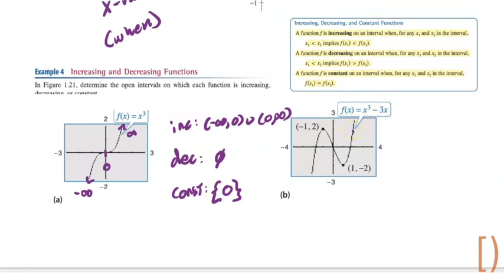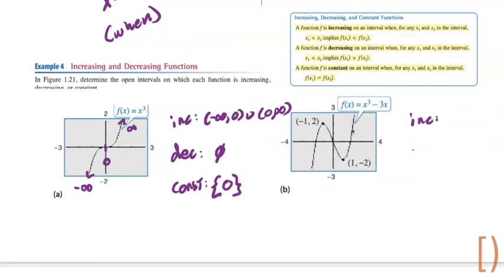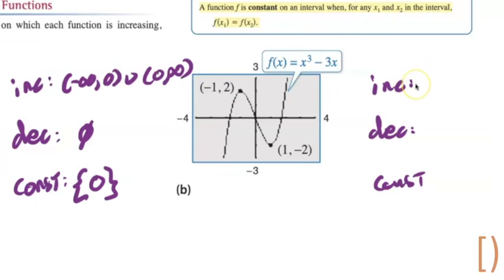This one here, we're going to do increasing, decreasing, constant. Increasing is where it's going up. So I would say from here to here and from here to here. Those are my increasing. That would go from -infinity all the way to -1. Remember, the x values, not the y values, not how high. When does it stop? It stops at -1.